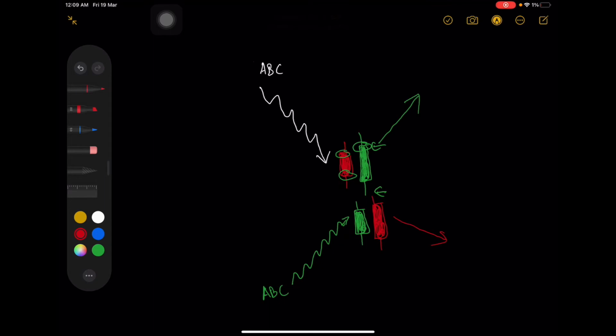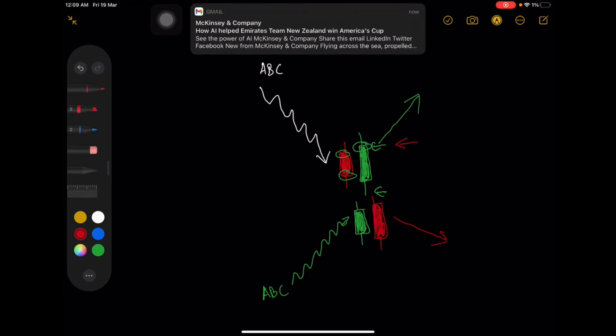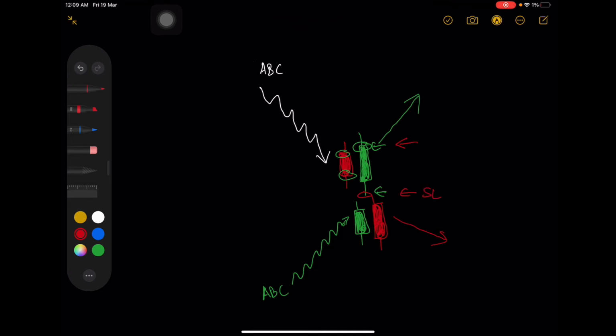So let me talk about the entry and stop loss. For the bullish engulfing pattern, you need to enter right here at the closing point of this bullish engulfing candle. All right, and your stop loss would be the low point, this point, stop loss and entry.